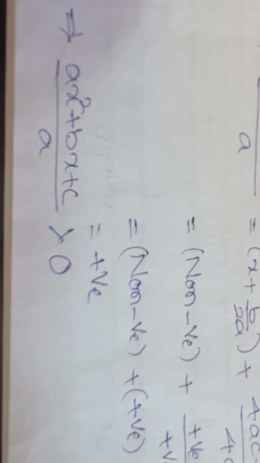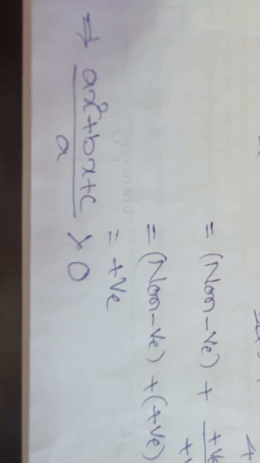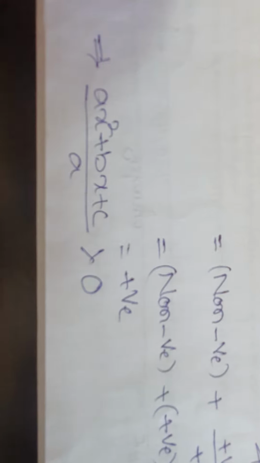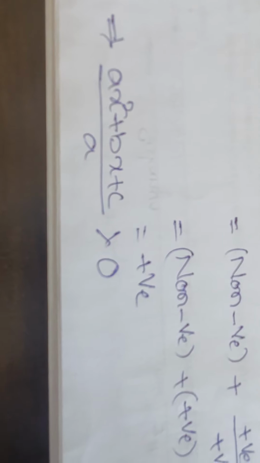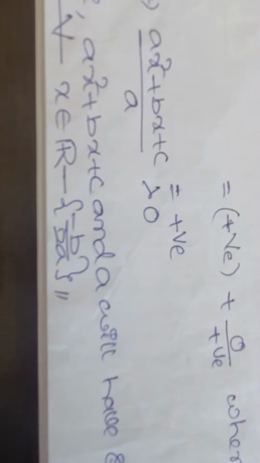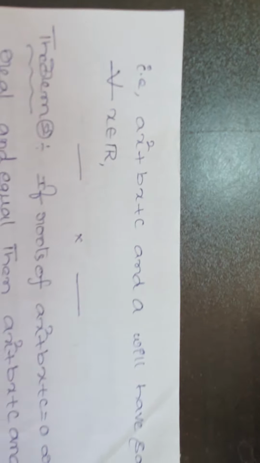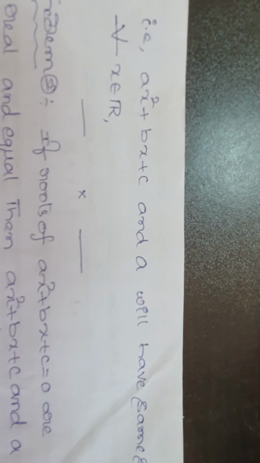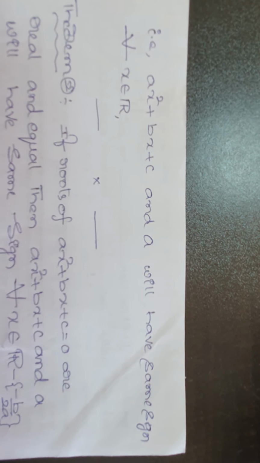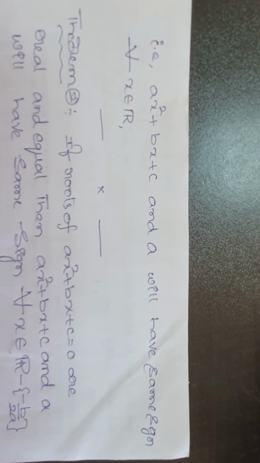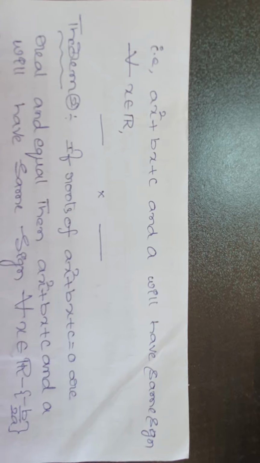That implies ax square plus bx plus c by a is greater than 0. When numerator by denominator is positive, think about it. When numerator and denominator both have the same sign, according to that it can be written as ax square plus bx plus c and a will have the same sign for any x.